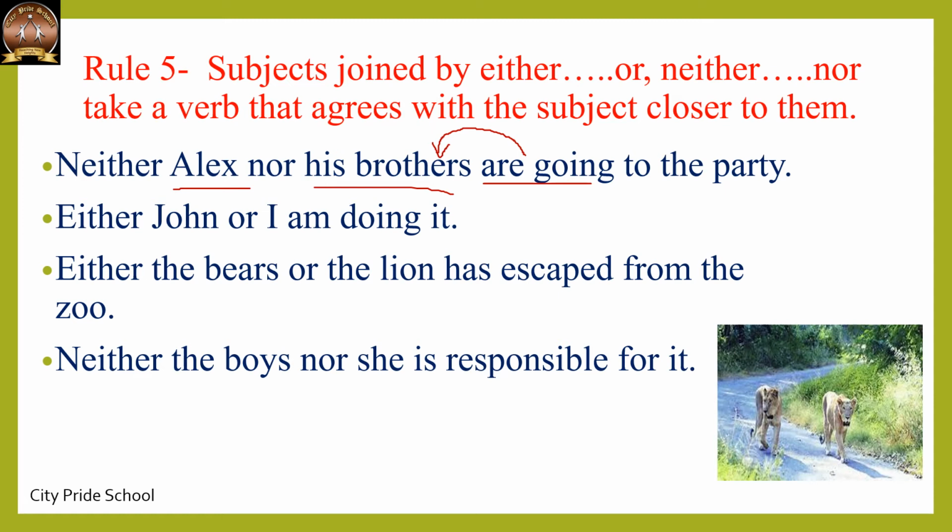Either John or I am doing it. So we have two subjects, John and I. So "am doing", because I is the closer subject. So we use "I am doing it."